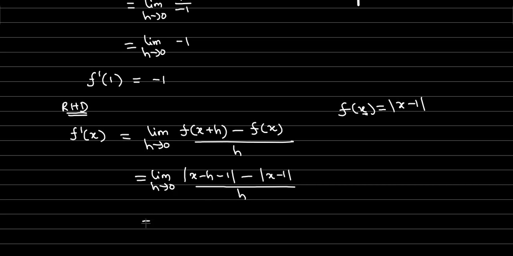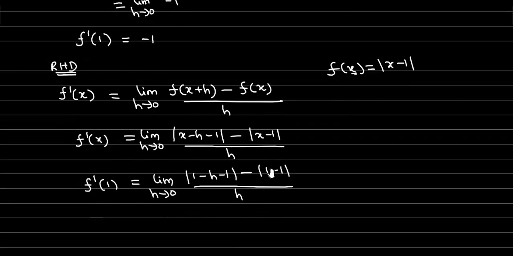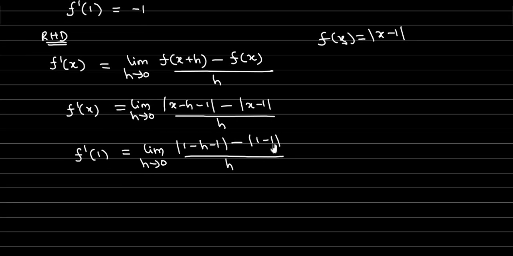Now, in the given question, what is the x value? They said x equal to 1, no? Replacing x with 1 now. Now limit h is approaching 0, modulus of 1 plus h minus 1 minus modulus of 1 minus 1, divided by h. Okay, 1 minus 1 is 0. The second term is fully 0. Then in the first term, plus 1 minus 1 cancel.